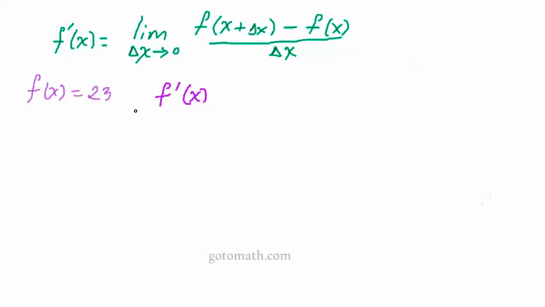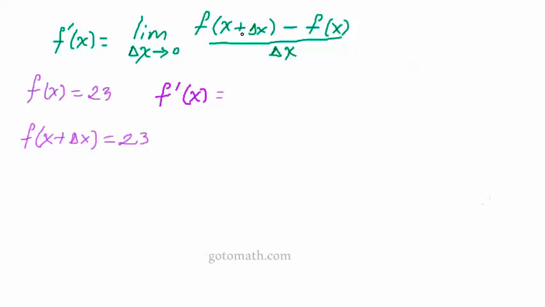So we want to find f prime of x, and we're going to use this definition up here. So the first thing let's find is this one here. This is f of x plus delta x. So we take whatever this is and plug it into x in our function. Well, there is no x here, so we just rewrite 23 because there is no x to plug all of this stuff into. So f of x plus delta x is just 23.